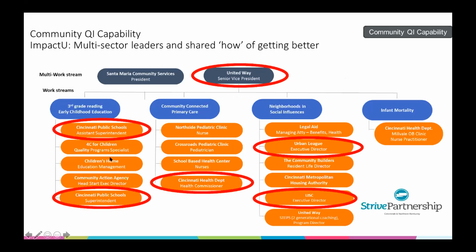So here's an example of community QI capability building, which looks different from the hospital QI capability building, which we've been doing now for about 20 years. And so we're training schools in quality improvement, superintendents, children's home. We're thinking about the health department, the health commissioner, and everything that happens there. The Urban League, this is where housing is offered to people. And we begin to understand what will it take for us to change outcomes for kids.